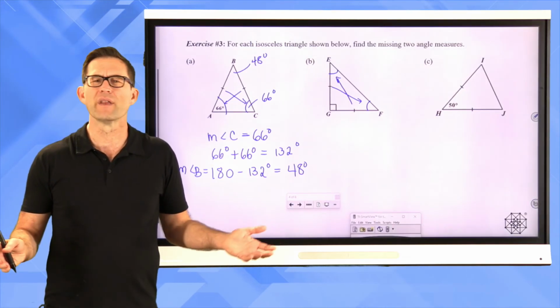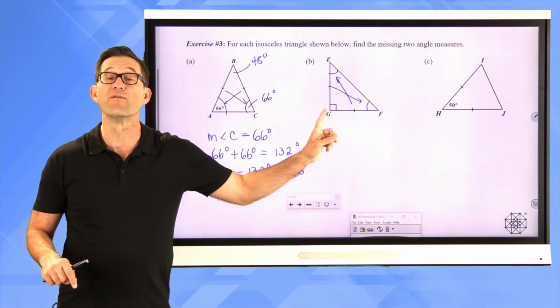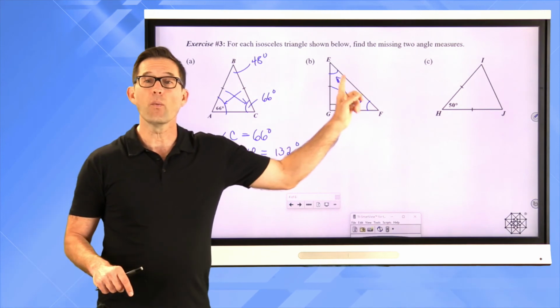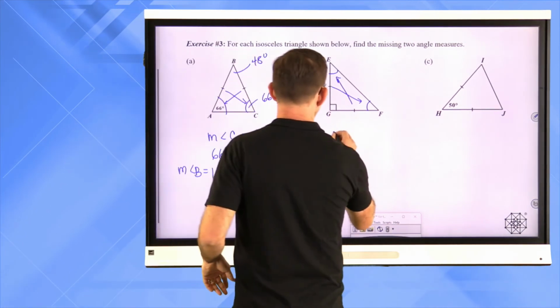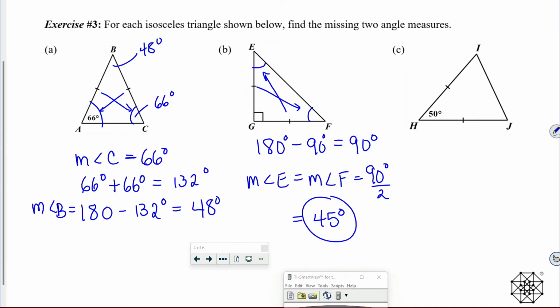But it doesn't really matter that it's an isosceles right triangle. What matters here is that we know the measure of the vertex angle. We know that that's 90. So what we've got left is another 90 degrees. If we have 180 and we subtract our vertex angle, we get 90 degrees. And that means that the measure of angle E, which equals the measure of angle F, must be 90 divided by 2. And that means each one of those has to be 45 degrees.